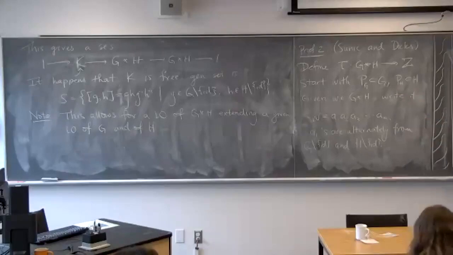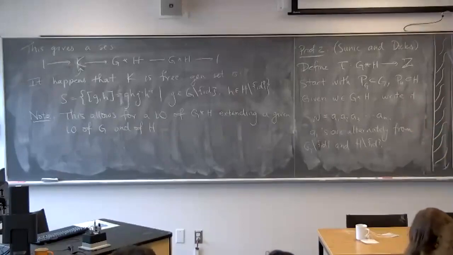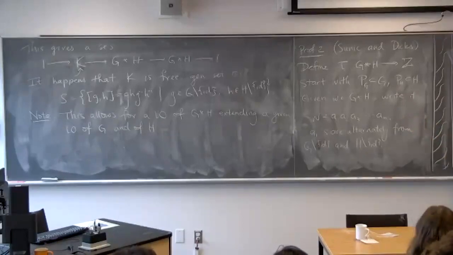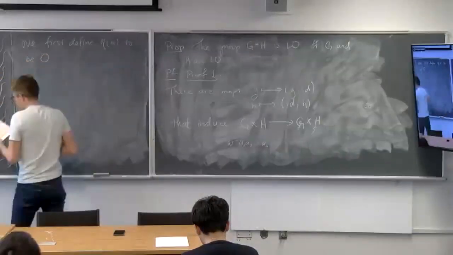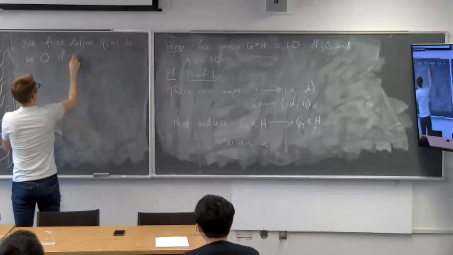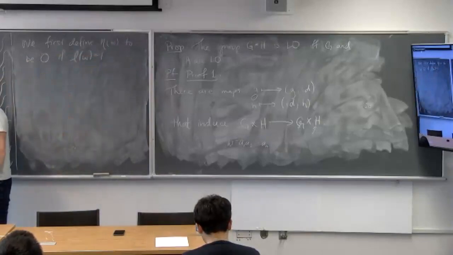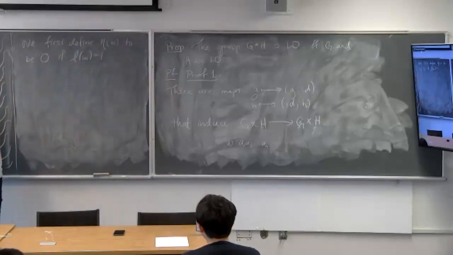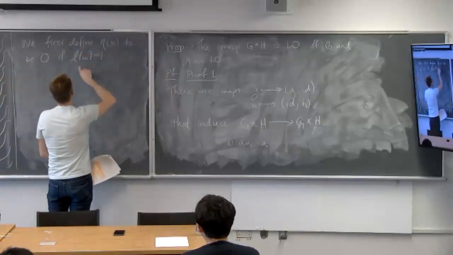So we first define some quantity eta of W, which is going to keep track of which case we're in. So we want it to be 0, first of all, if the length of W is 1. So there's no starting and ending in different groups to worry about if it's just a single group element, right? And so in that case, I just want to say this quantity I'm defining, eta, is 0.